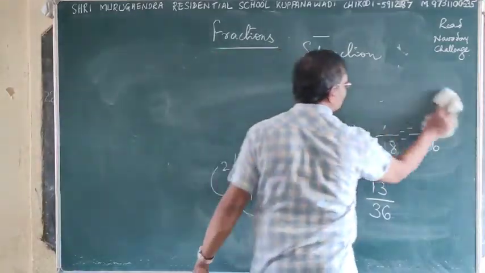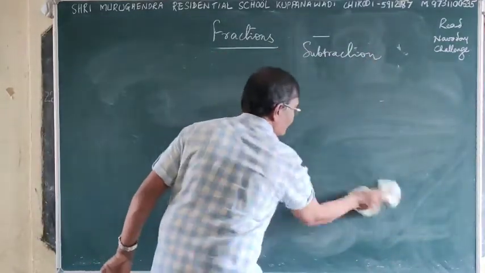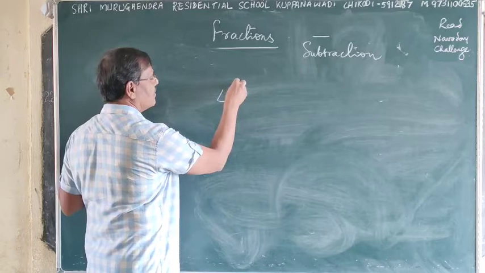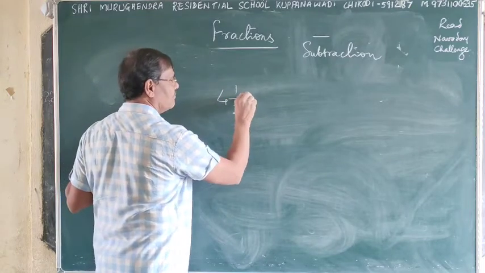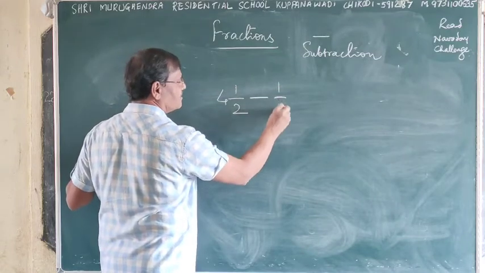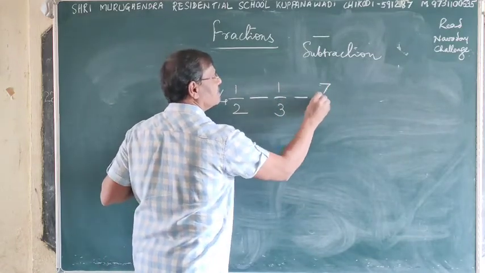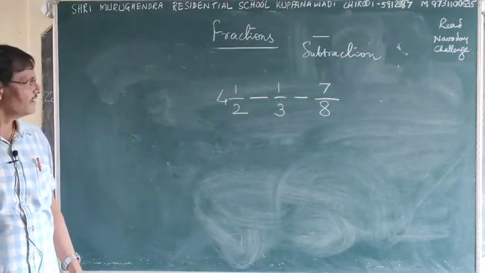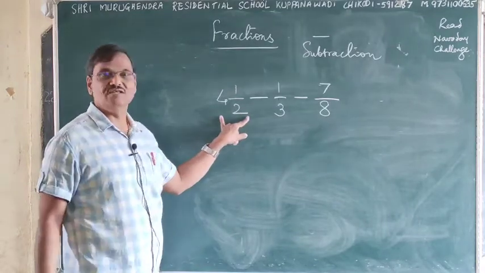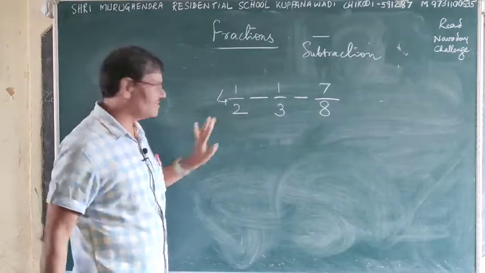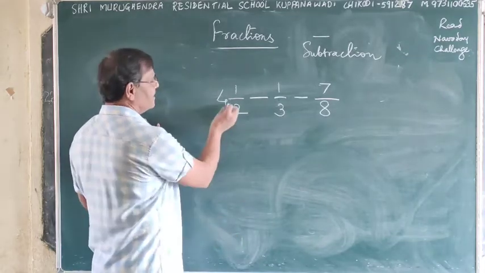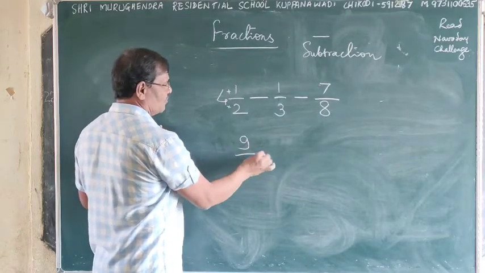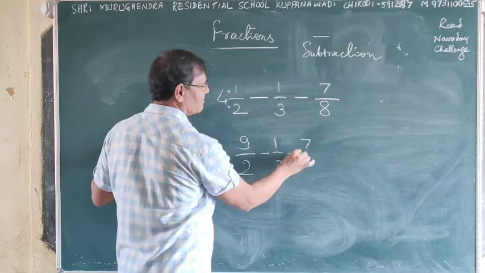And if 3 things are given, then what do you do? See, 4 of 1 by 2 minus 1 by 3 minus 7 by 8. If it is given, what are you doing? See, this should be changed into improper fractions. 4 2s are 8, here multiplying and here adding. 8 plus 1, 9 by 2 minus 1 by 3 minus 7 by 8.